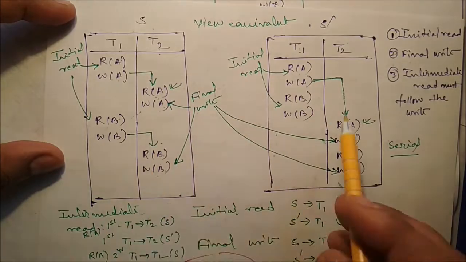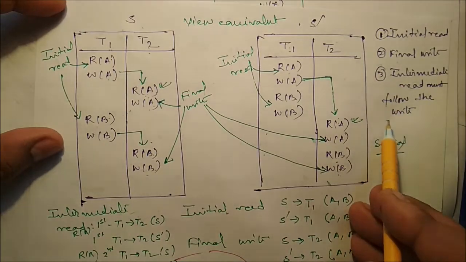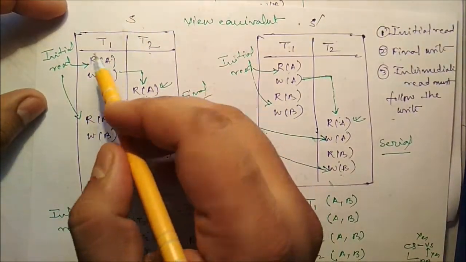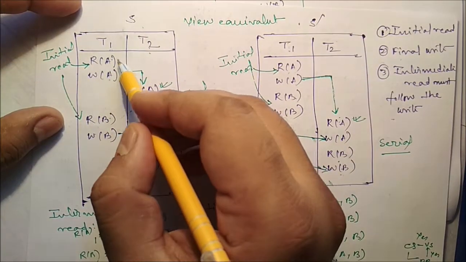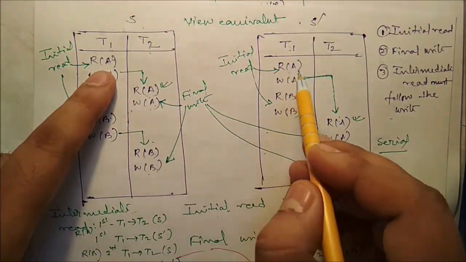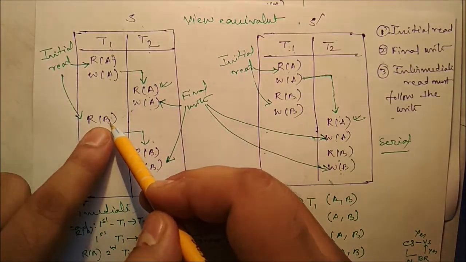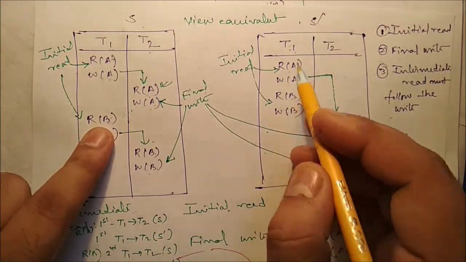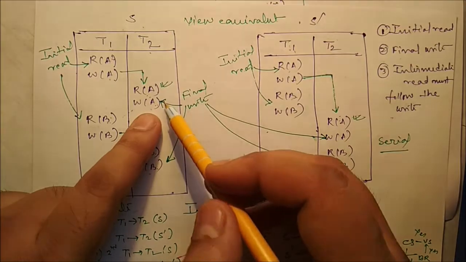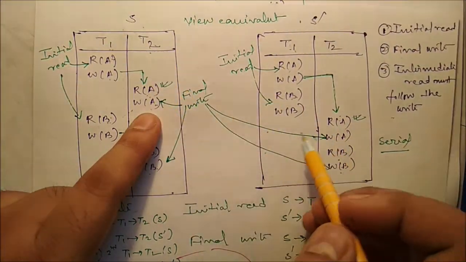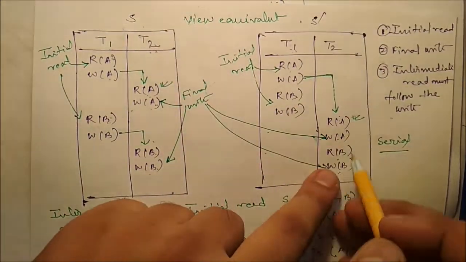Now we have to check whether they are view equivalent or not. So the three conditions we have to check: initial read, final write, and intermediate read must follow the write operation. Here the initial read of A is by transaction 1, and here also the initial read of A is by transaction 1. The initial read of the B variable is also by transaction 1. The final write of A is by T2, here also by T2. The final write of B is by T2, here also by T2.